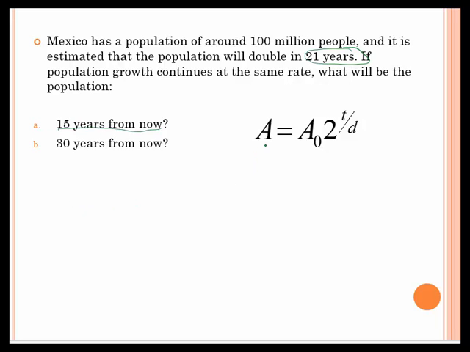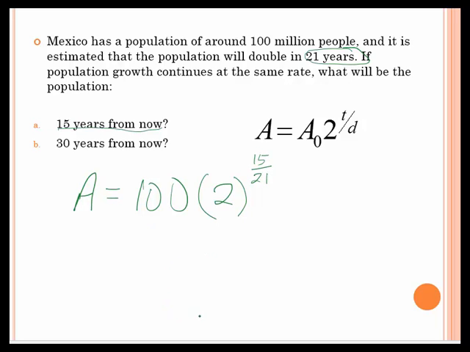So what we're going to do is use this formula. So we're going to find the amount of people in Mexico at 15 years from now. So the amount is going to be A naught, which is 100 million. That's the population now. And I'm just going to put 100 there, not 100 million, and then our answer will be in millions, times 2. And the reason the base of our power is 2 is because we're discussing doubling time, times 2 to the power of t over d. Well, t is our time, which is 15, and d is our doubling rate, which is 21.